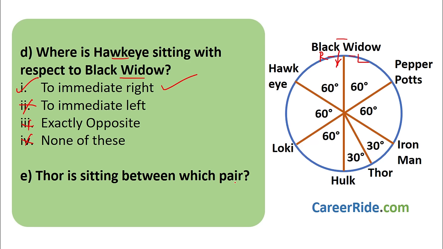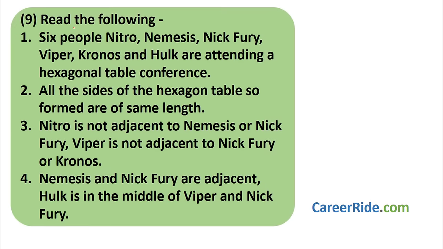Thor is sitting between which pair? Here it is Thor, Iron Man and Hulk. Thor is sitting between Iron Man and Hulk. Okay, see how easy it gets with the diagram. Moving to the next question. Question number 9. Read the following. Six people, Nitro, Nemesis, Nick Fury, Viper, Kronos and Hulk are attending a hexagonal table conference.